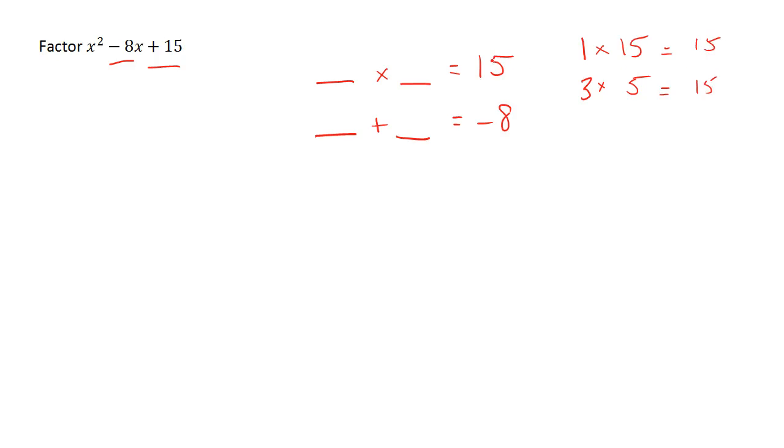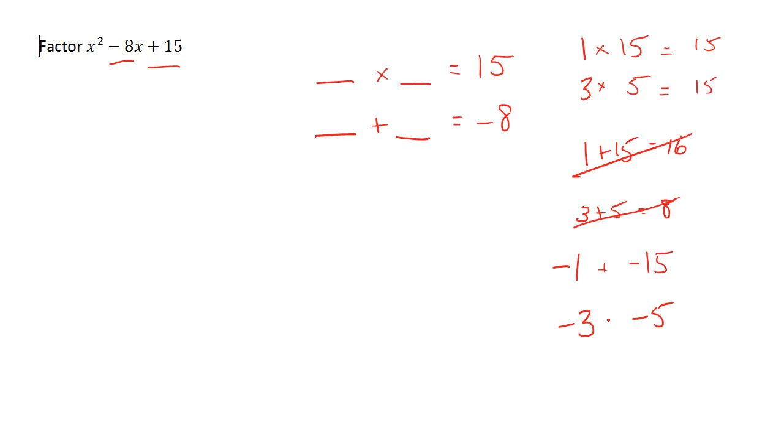They both work out. Now which combination of these gets us to negative 8? Well, let's consider it. What is 1 plus 15? That's 16. That's not negative 8, so that won't work. What's 3 plus 5? That's positive 8, so it's close, but we need negative 8, so that won't work either. So what other ways can we multiply to give us a positive 15? Well, we can go negative 1 times negative 15. That would be positive 15. Or we could go negative 3 times negative 5. That would give us positive 15 as well, because a negative times a negative is positive.